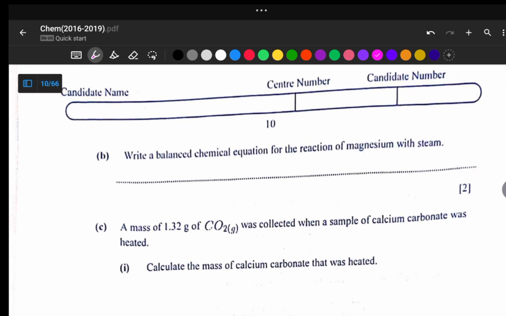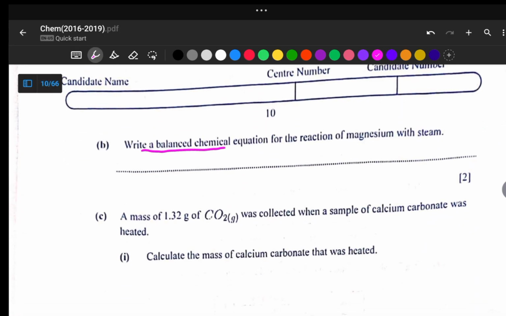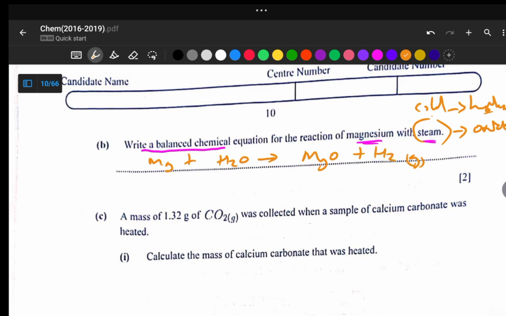And then the next question says write a balanced chemical equation for the reaction between magnesium and steam. So magnesium and steam, the reaction is vigorous and it is going to give us magnesium oxide. But if you are having cold water, we are going to have magnesium hydroxide. So for steam, we have to have oxide, and then with cold water, hydroxide. You need to take note of that, right? So we are going to have magnesium plus steam to give us magnesium oxide plus hydrogen gas. Here steam is in the form of gas, and here solid. So this equation is balanced, right?